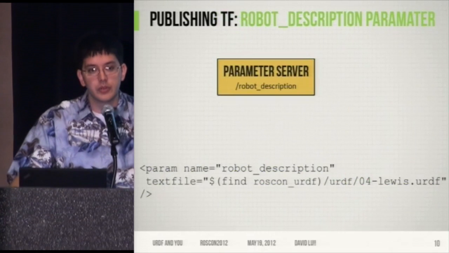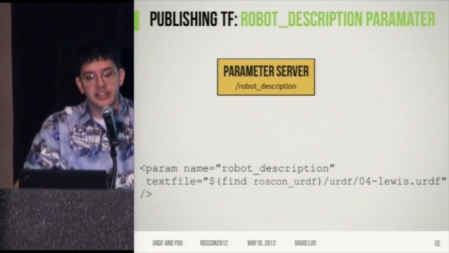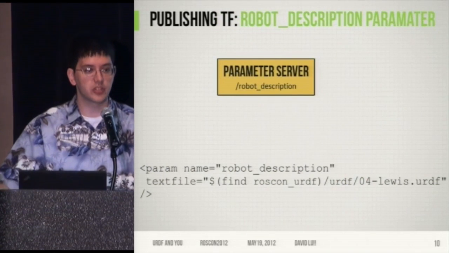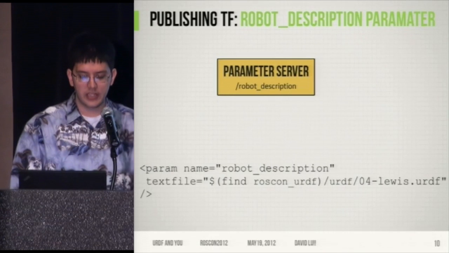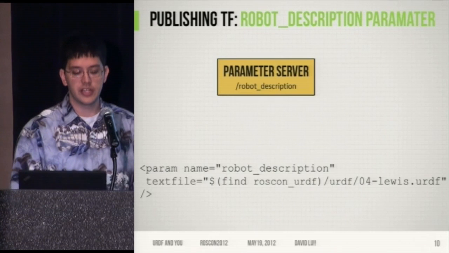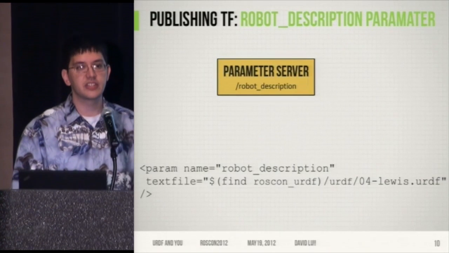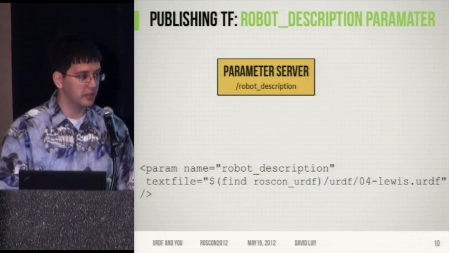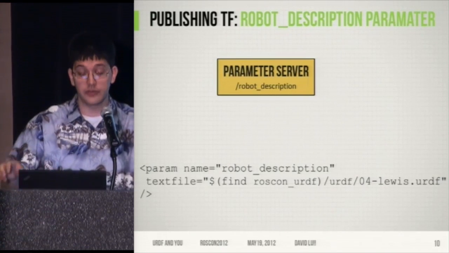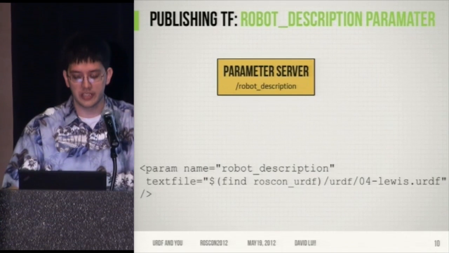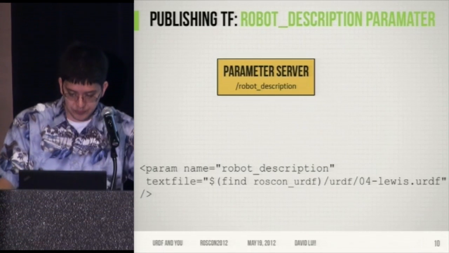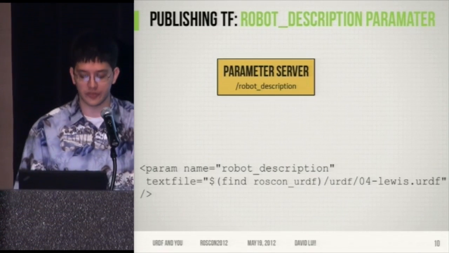So the first thing that you do is you load the URDF into the parameter server. The parameter server was mentioned before as one of these core services that is offered. If you put this line into your launch file, it will set the parameter named robot description to the contents of the text files. And this is using a common macro to help find the package. All of the URDF in this talk are in a package called ROSCon URDF, and there'll be a link to that repository at the end. And so this will load it into the parameter server.